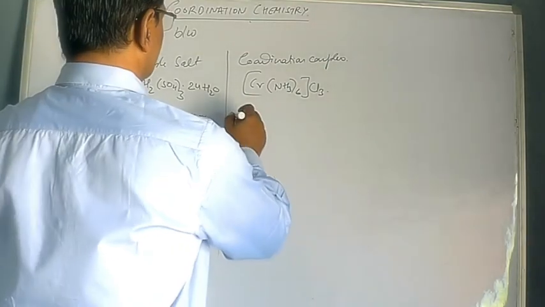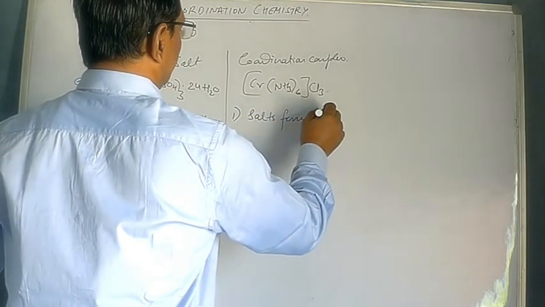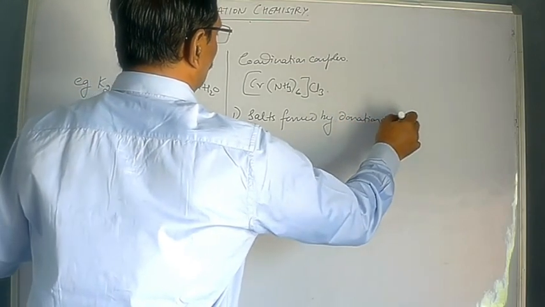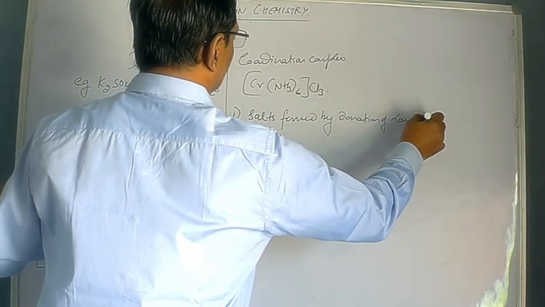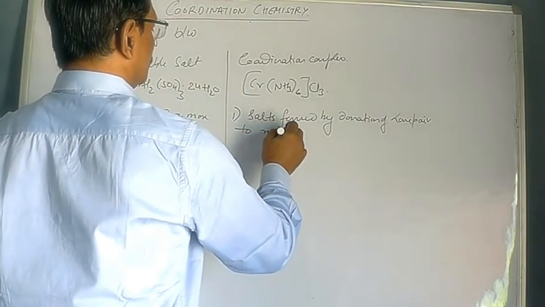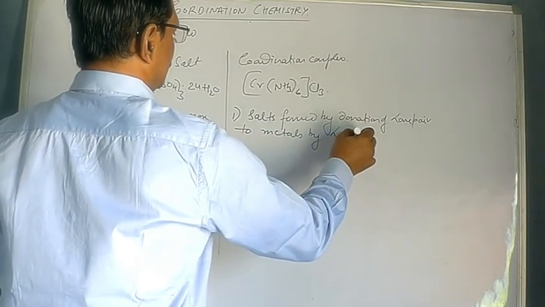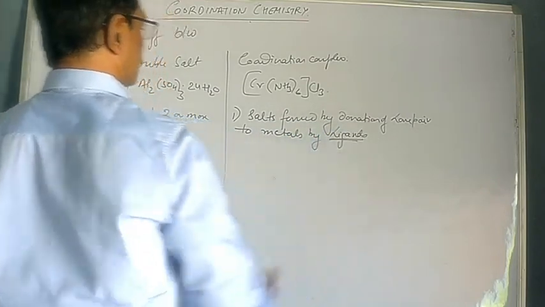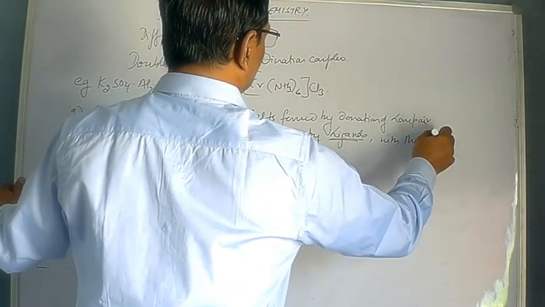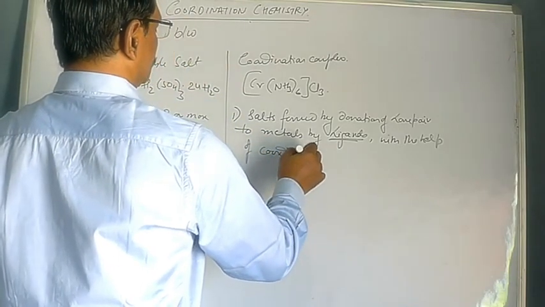Coordination complex: salts formed by donation of lone pair of two metals by ligands. You will understand what ligands are. Ligands are lone pair donors with the help of a coordinate bond.